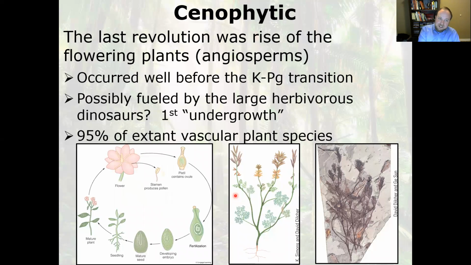Then the last transition, the last major revolution that gets us into the Cenophytic, the new plants, is the rise of flowering plants, the angiosperms. This transition in the plant realm occurred pretty substantially before the transition in the animal world. And one thing that's sort of interesting is this transition was maybe fueled by the large herbivorous dinosaurs.